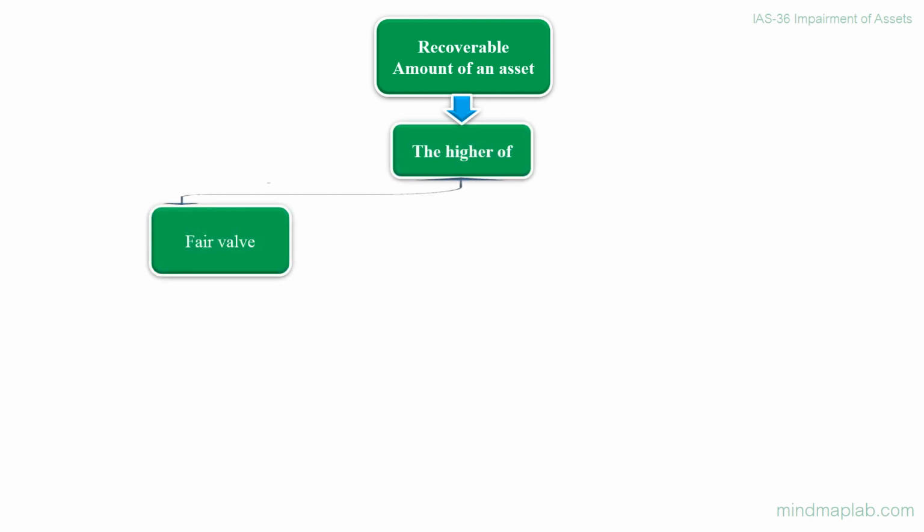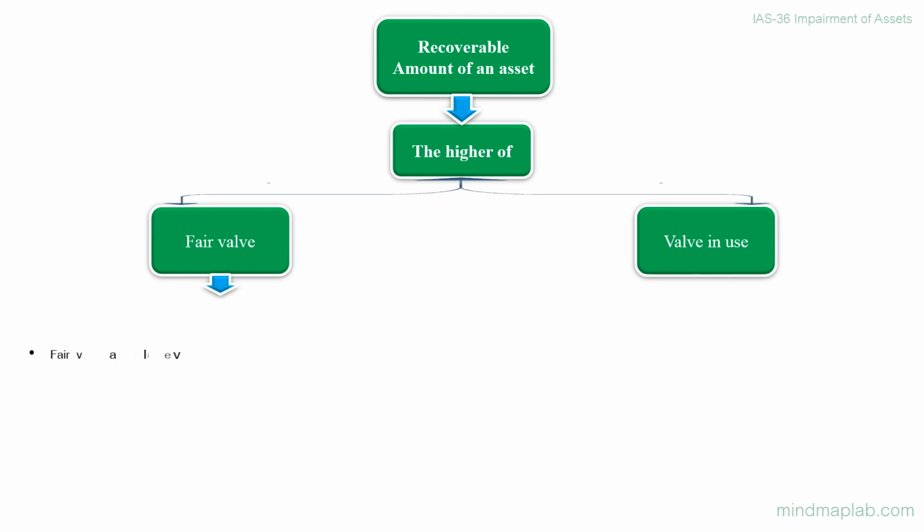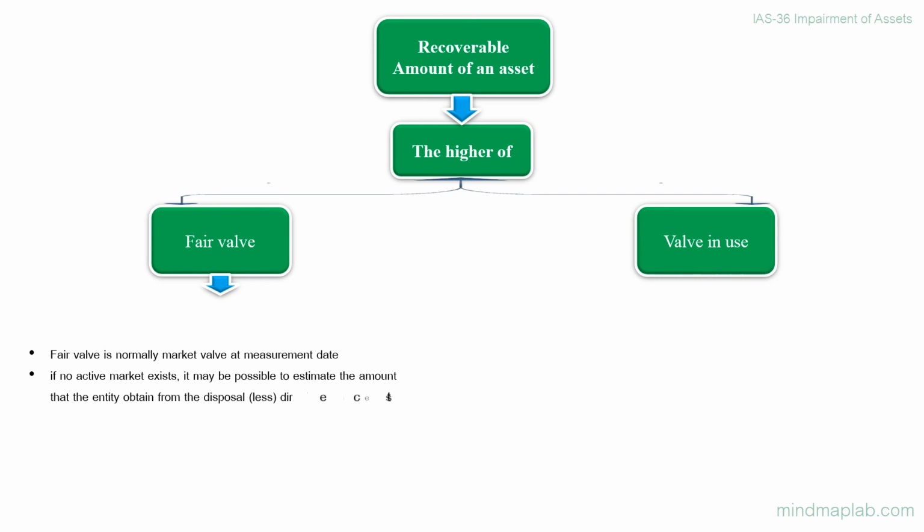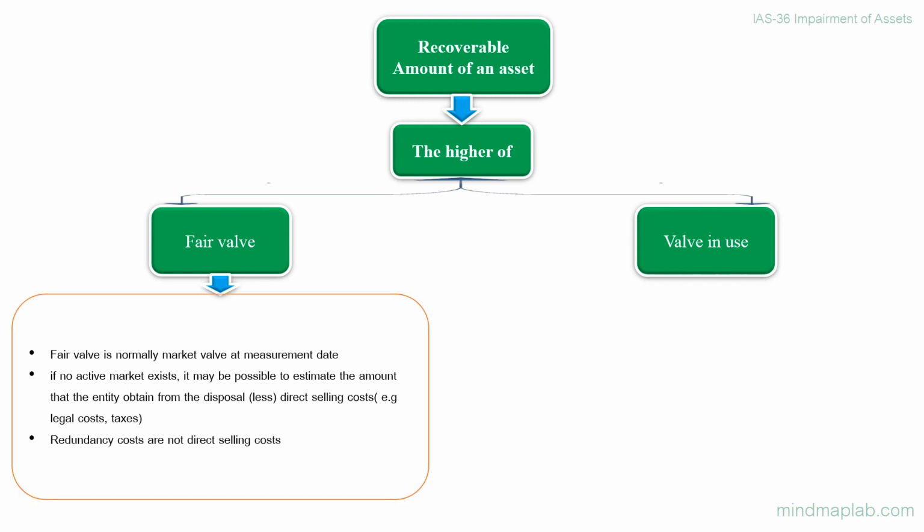Recoverable amount of an asset. It is the higher of fair value less costs of disposal, or its value in use. Fair value is normally market value at measurement date. If no active market exists, it may be possible to estimate the amount that the entity obtained from the disposal, less direct selling costs. Redundancy costs are not direct selling costs.